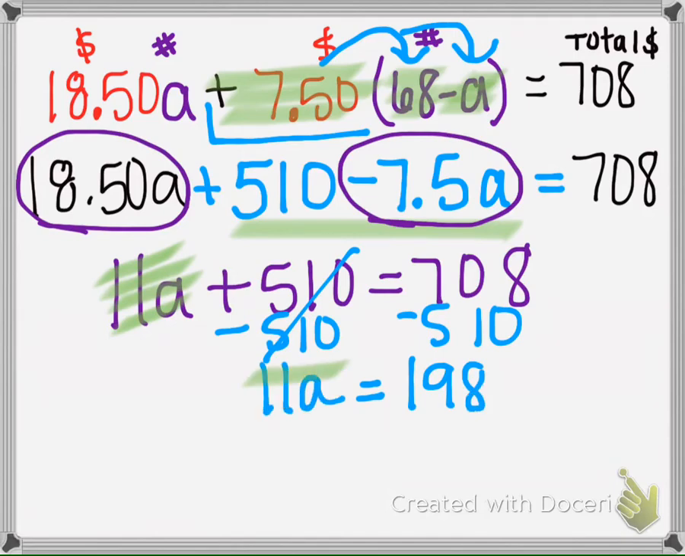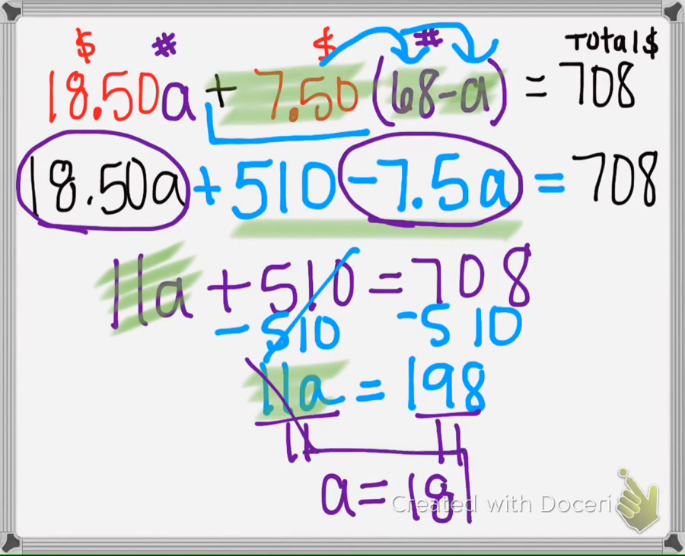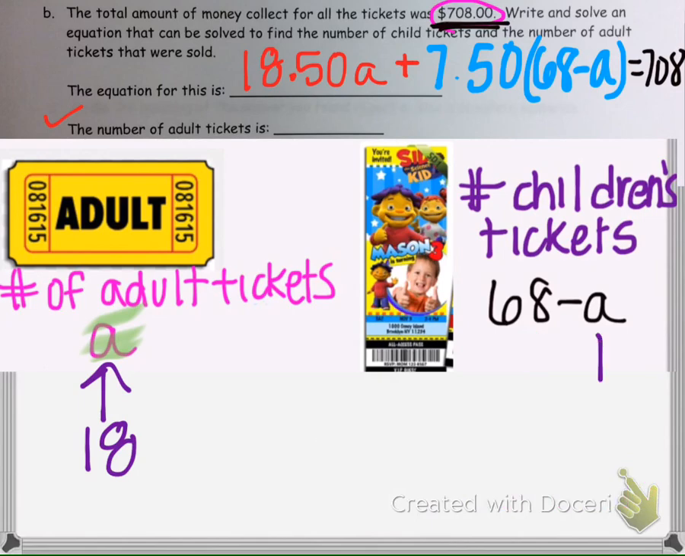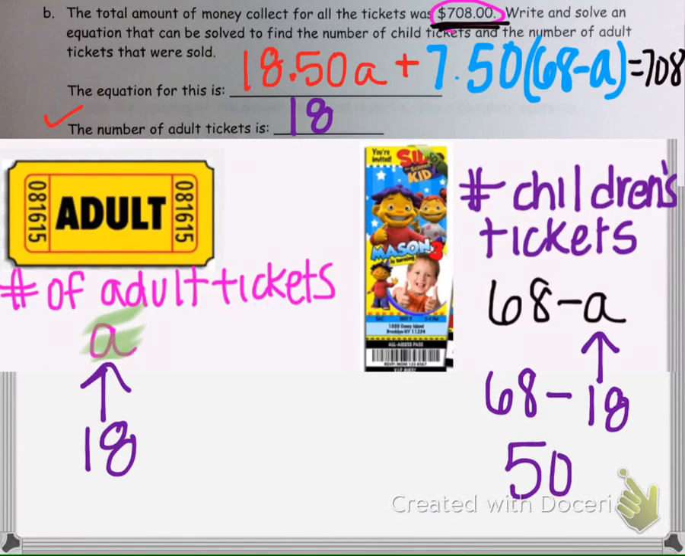And then the last step, when our variable term is isolated, is to divide by the coefficient of the A. And we get that there are 18 adult tickets. If we go back to our original problem, A, which we just got, was 18. Now we know that there are 18 adult tickets, and because there's a total of 68 tickets, taking away the adult tickets leaves us with 50 children's tickets. So the number of adult tickets is 18, and the number of children's tickets is 50.